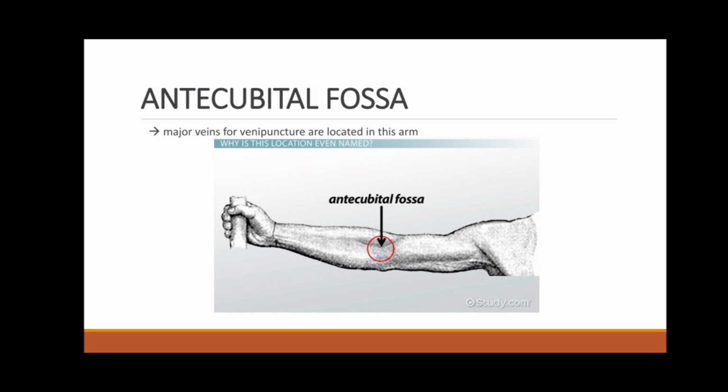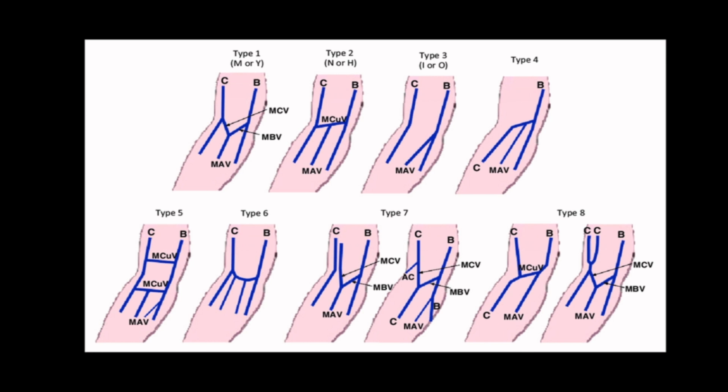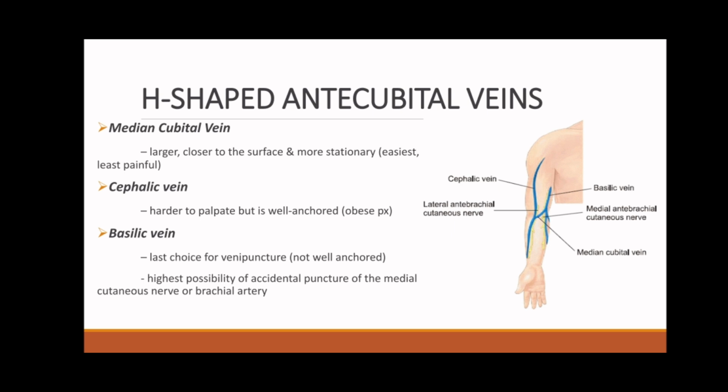Several major arm veins lie close to the surface in this area, making them easier to locate and penetrate with a needle. These major superficial veins are referred to as antecubital veins. Anatomic arrangement of antecubital veins varies slightly from person to person. However, two basic vein arrangements, referred to as the H and M shape patterns, are most often seen. The vein distribution patterns are so named because the major antecubital veins on the arm resemble the shape of either an H or an M. Let's be familiarized first with the H-shaped antecubital veins.